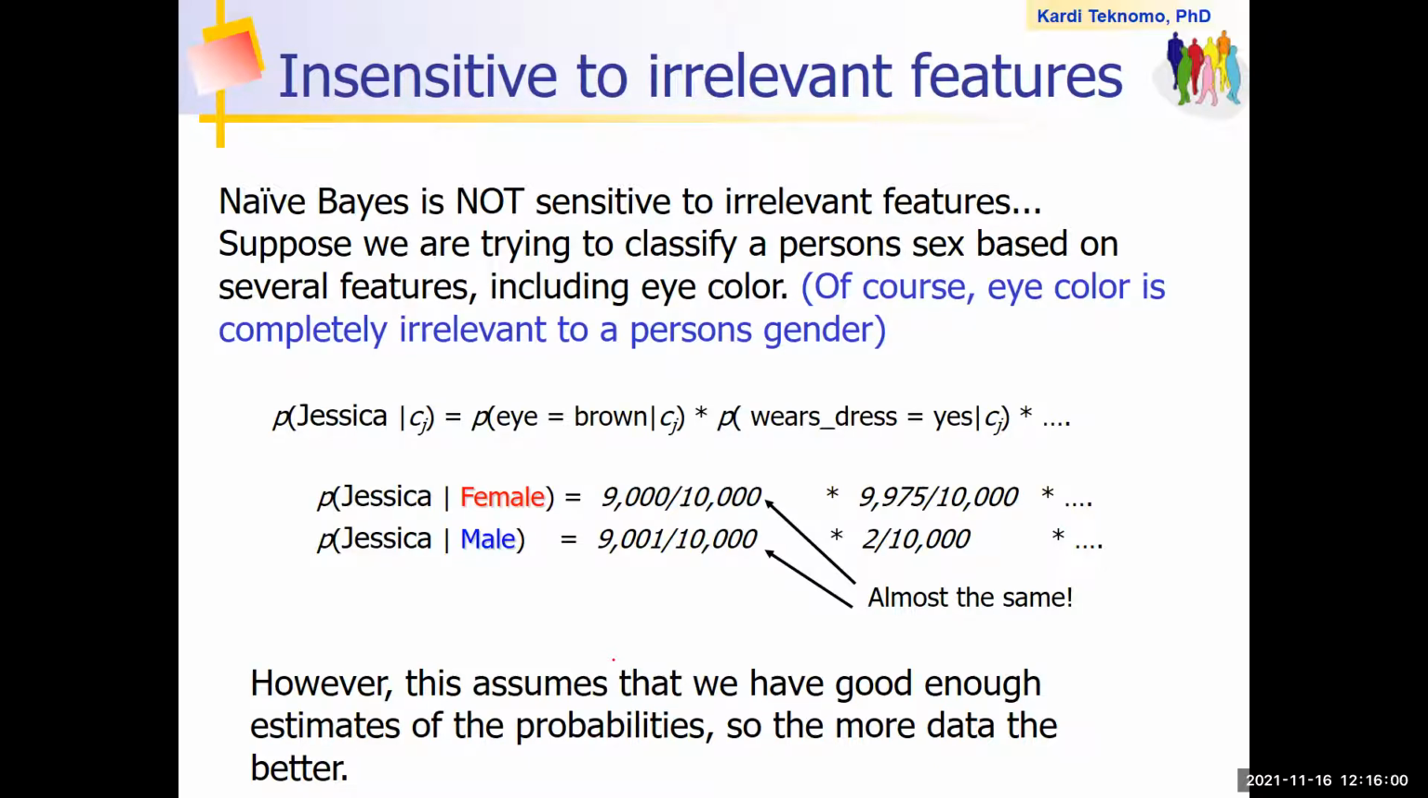Naive Bayes is not sensitive to irrelevant features. For example, you're trying to classify the person's gender or sex based on several features, including the eye color. Of course, we know that eye color is completely irrelevant to the gender, right? So this is an example, Jessica. We have many features, and we have the value, for example, the probability of Jessica being male or female is actually a very small probability change in this case. And if you multiply by that, this value here represents the probability.